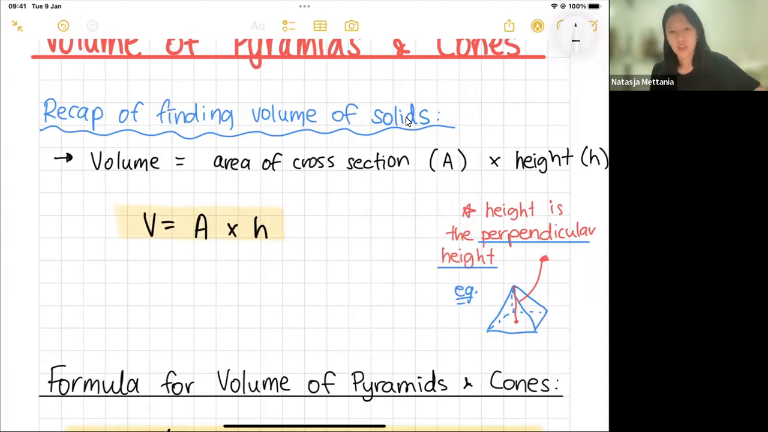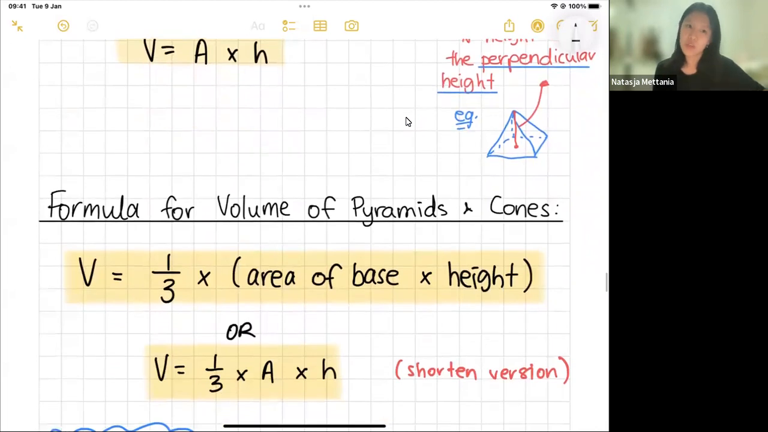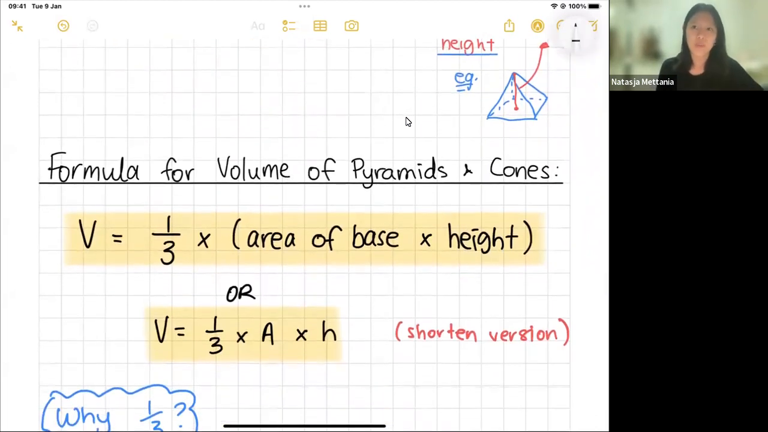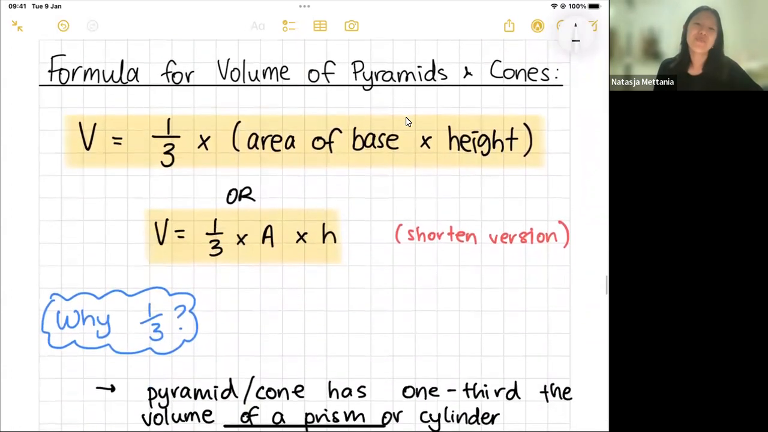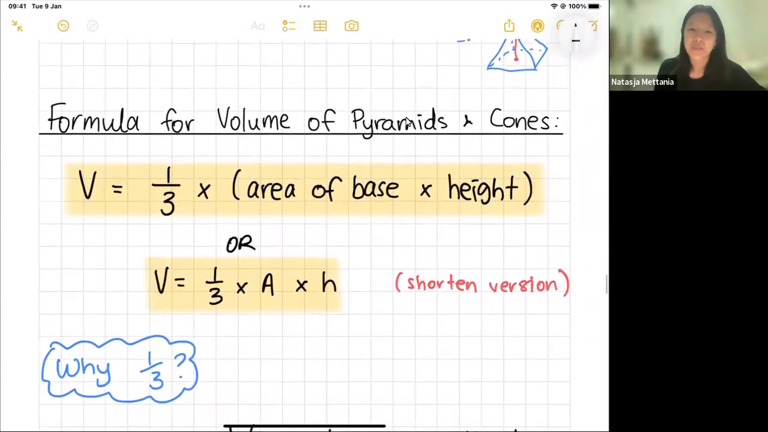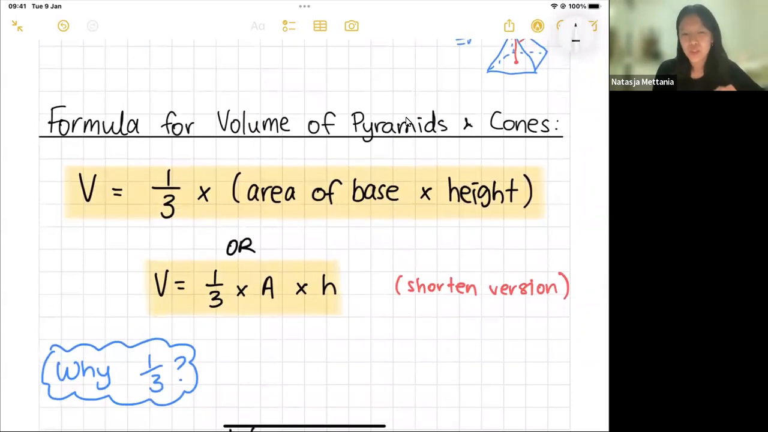So let us get started on the formula for a volume of a pyramid and a cone. Now, the volume of a pyramid and a cone, it'll be exactly the same formula, which makes it twice as easy for you guys to remember, less things to remember. So volume equals 1/3 times area of the base times the height. Or the shortened version, if you don't like words, V equals 1/3 times capital A times H.